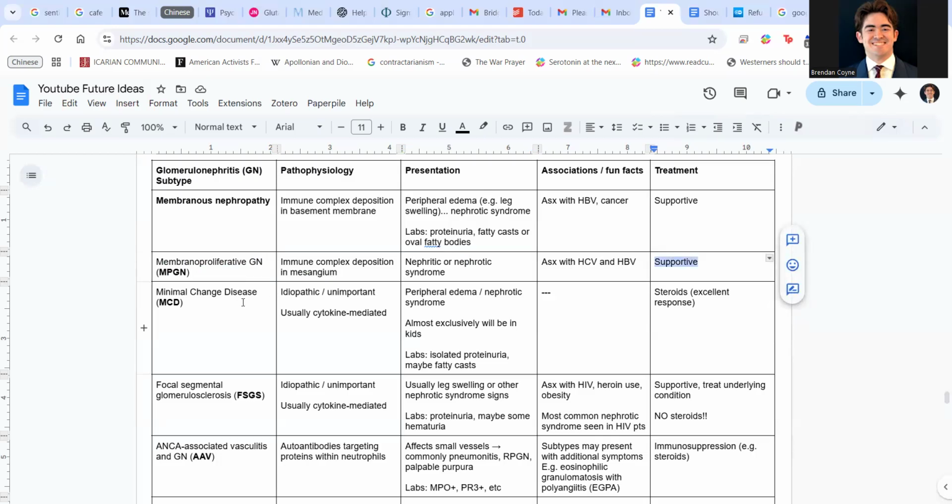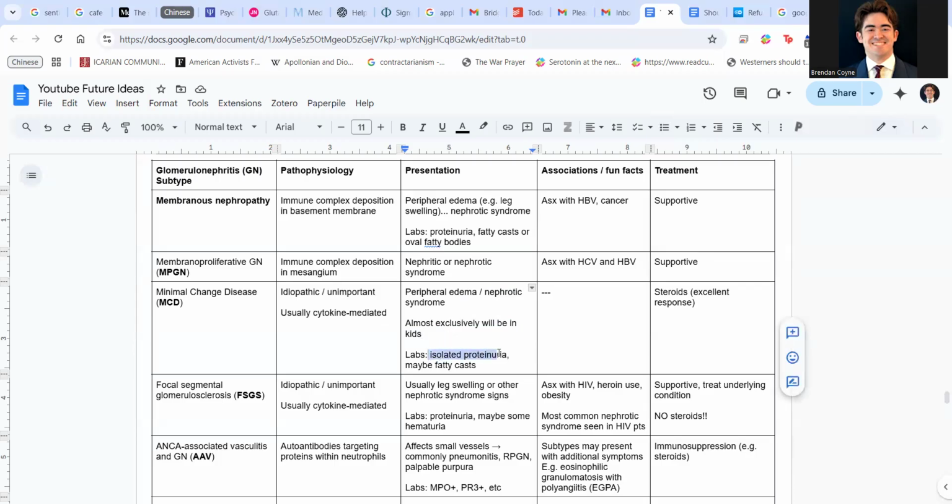Treatment is also supportive. Minimal change disease is idiopathic, and honestly, you probably don't really need to know the pathophysio that much. But it is usually cytokine mediated, if you're curious, as opposed to immune complex or antibody mediated. And its presentation, you can think of it as a membranous nephropathy in children. So you're going to see peripheral edema, nephrotic syndrome, and it's almost exclusively in kids. Sometimes you will see it in young adults, but almost always in kids, especially in test questions.